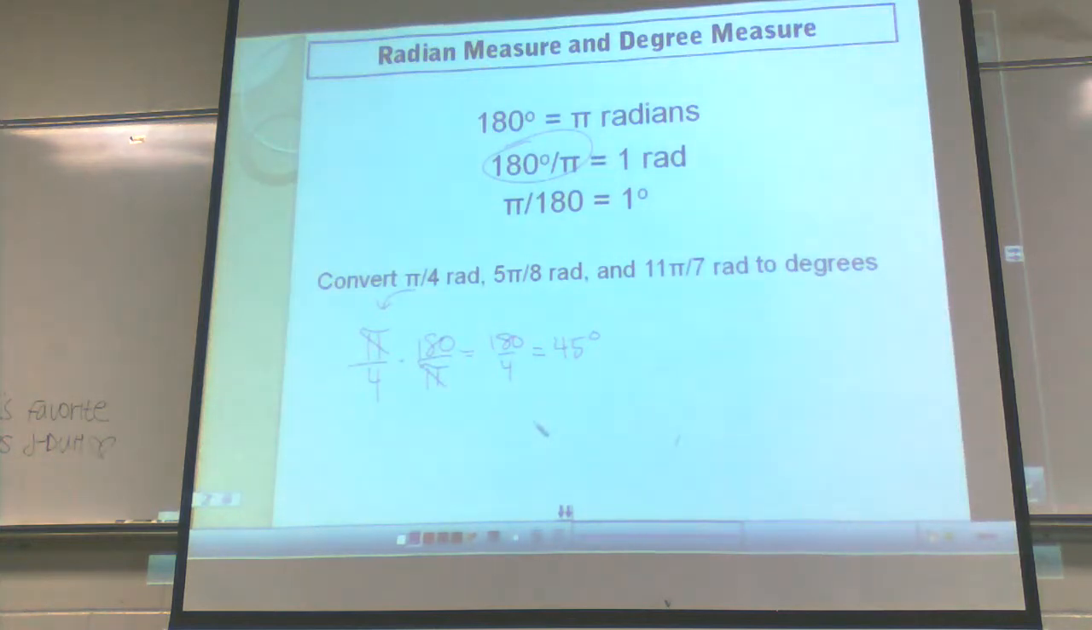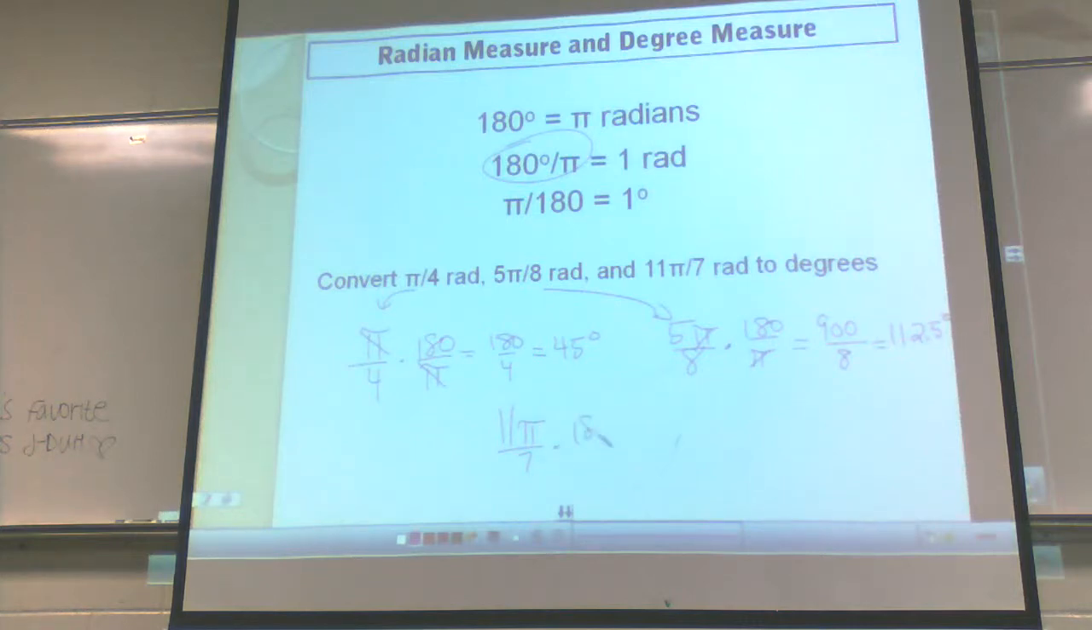So again, do the 5 pi over 8. Multiply by 180 over pi. The pi's go away. 5 times 180 is 900. So 900 over 8, what is that? 112.5 degrees.